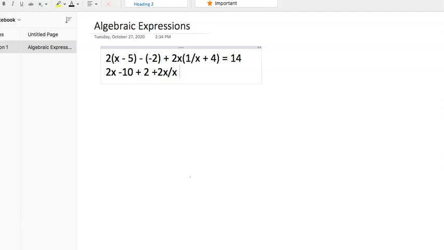Okay, then the 2x times 4, 8x, and all that equals 14. So hopefully everybody's good with what we just did there. Okay, so now we'll just solve one other little thing. 2x minus 10, and all the stuff we're just pulling down, plus 2. All right, and then you have the 2x divided by x. So 2x divided by x, the x's just cancel each other out, and you're just left with 2.